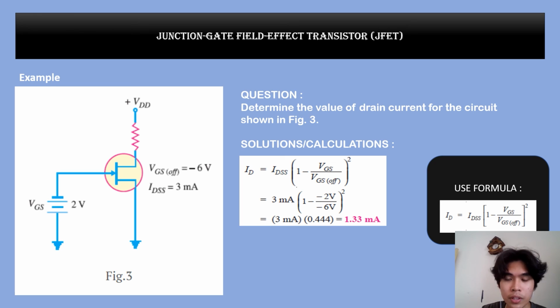After that, we can use the formula to find the drain current, which is: drain current equals the maximum current of the device multiplied by the square of 1 minus the voltage of gate to source divided by the cut-off voltage. So the answer is the drain current of this JFET is 1.33 milliamps.